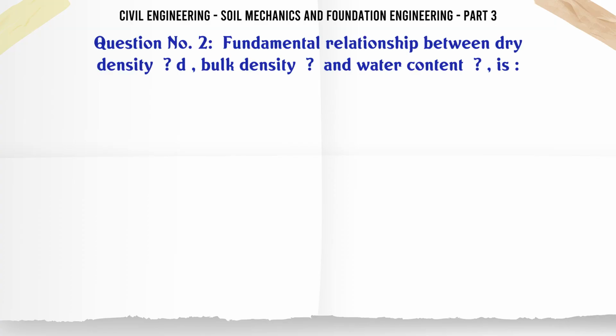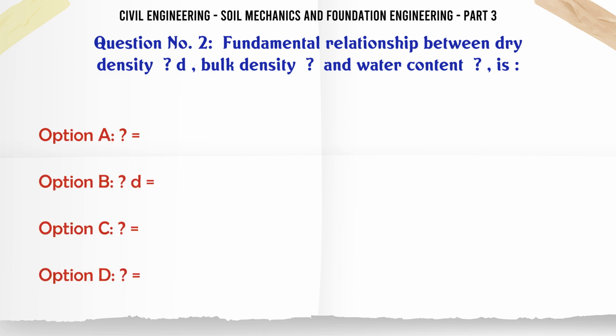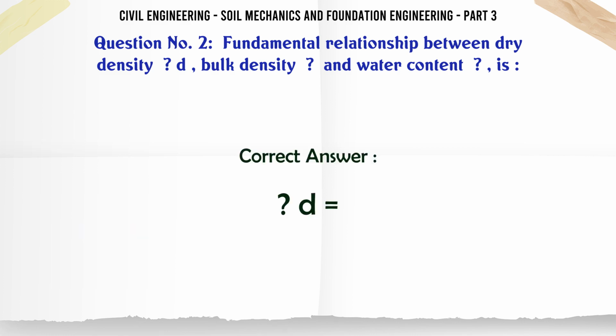Fundamental relationship between dry density, bulk density and water content is A, B, C, D. The correct answer is D.